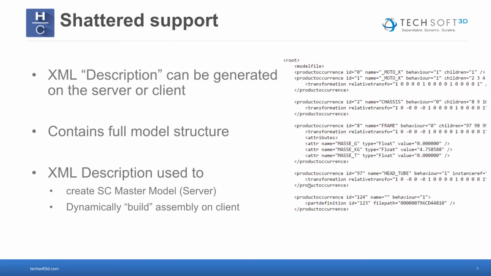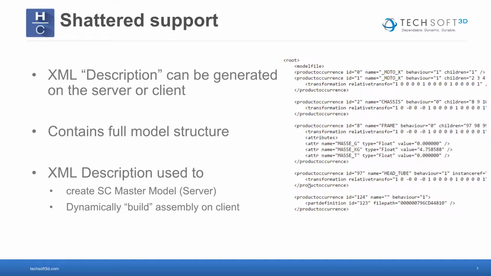Okay, so now we're going to talk about Communicator's implementation of shattered mode. The way that we approach shattered in Communicator is we use an XML description file. This XML description file can be generated either on the server or on the client. This provides maximum flexibility for how you want to bring your shattered model into Communicator.